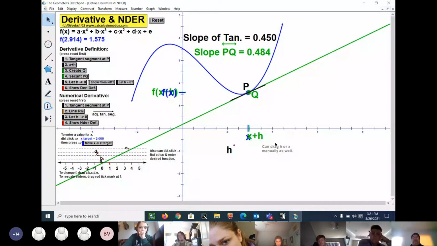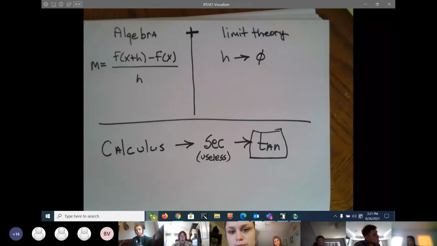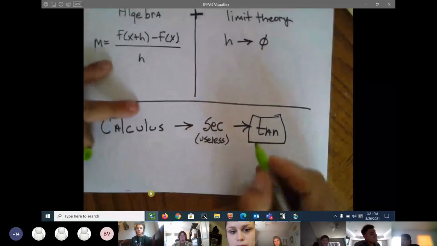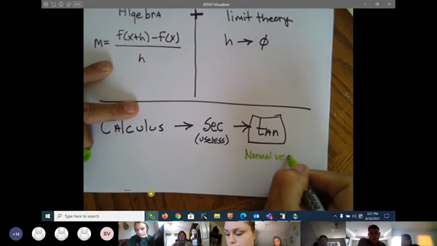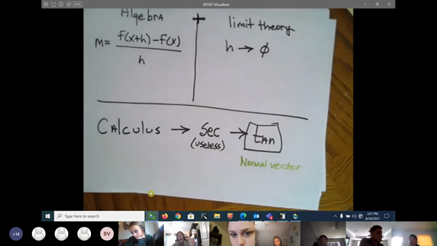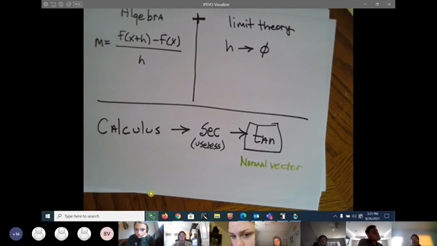When you find the tangent line, and I'm going to put this in a green color, when you find the tangent line, you can find the normal vector. And if you can find the normal vector, you've got the velocity and the acceleration of a point in space.